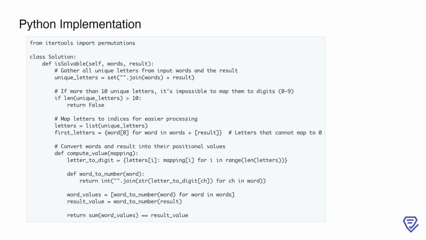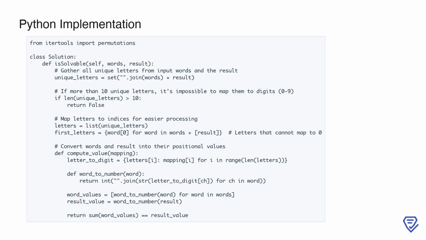This mapping is represented as a list of digits passed to the function. Inside compute_value, we create a dictionary that maps each letter to its corresponding digit based on the provided mapping. Using this dictionary, we define another helper function called word_to_number, which converts a word into its numeric equivalent by replacing each letter with its corresponding digit.